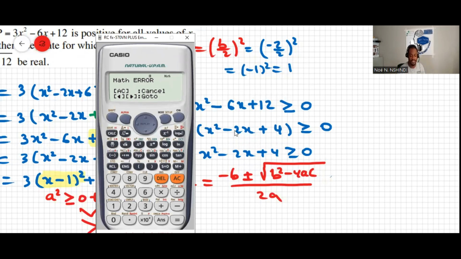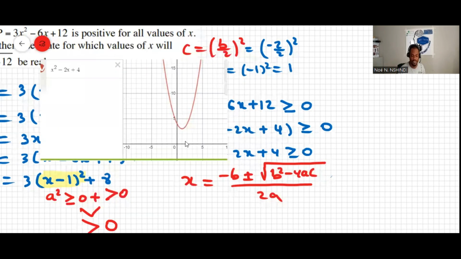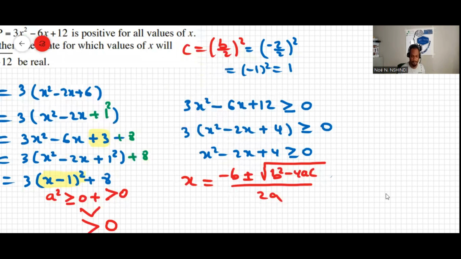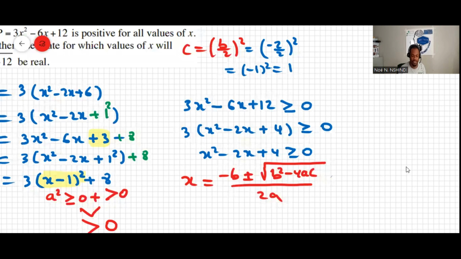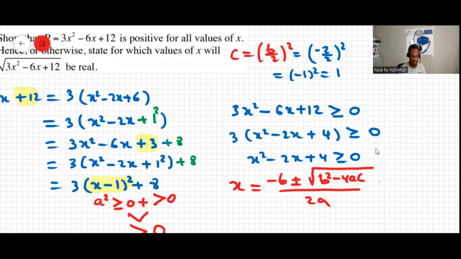Everything is correct. This means that this expression here does not have real roots. So it gives a math error. It does not have real roots. You see, even if you do, this is the graph of the expression. You see, it doesn't touch the x-axis. So no real roots here. Remember that a quadratic equation has either 2 roots, 1 root, or no roots at all. So this doesn't have roots.